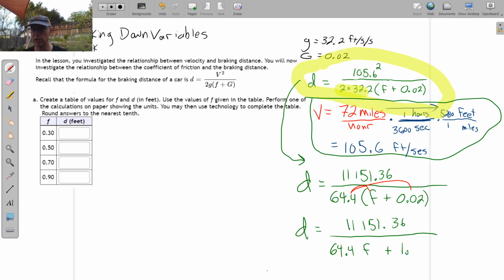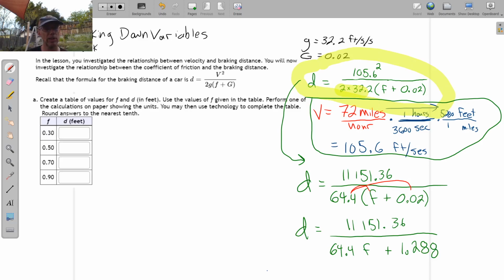I can't do much more with it. I can't carry out this addition any further because this one has an F and that one does not. They're not like terms. And I can't do the division because I would have to do the addition before the division. So the only way I can clean this up further is if I plug in a number for F, which I'm about to do over here.